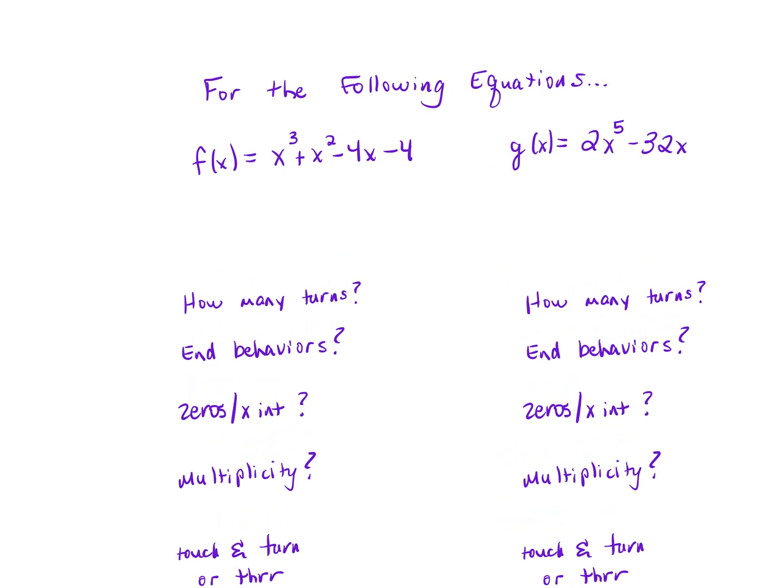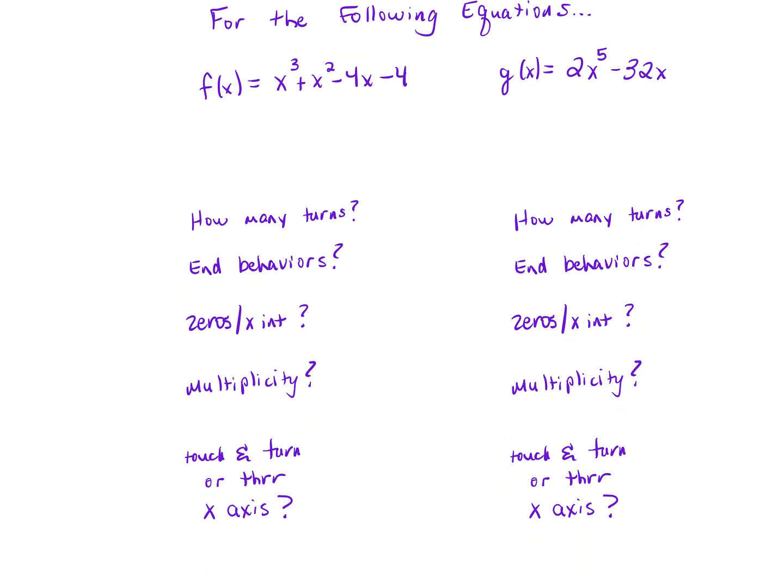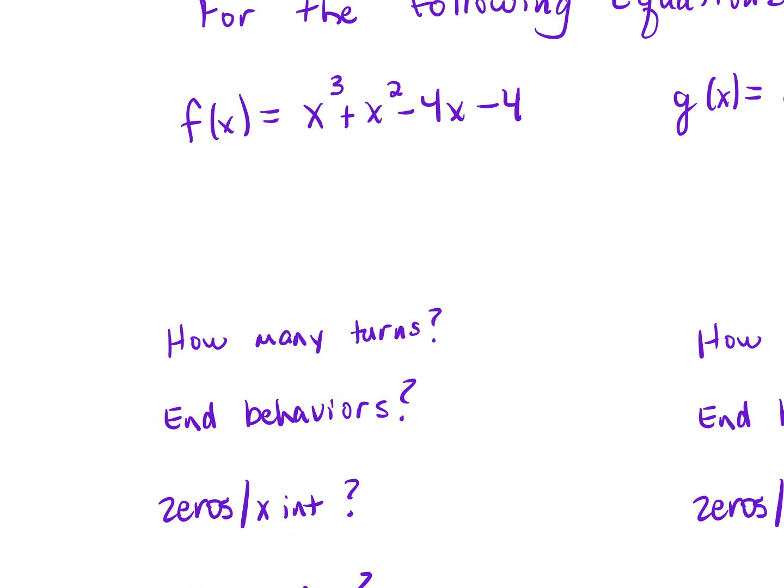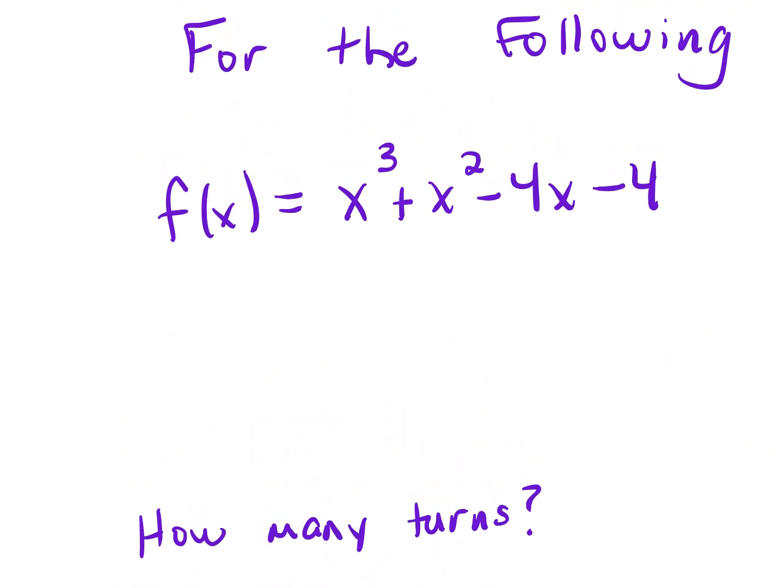So for the following equations, we want to see our end behavior. We're going to graph it. We're going to find everything we just did, but we're going to graph it. So let's solve it. We want to find our zeros first. We're going to change f of x to be 0. How would we solve this?